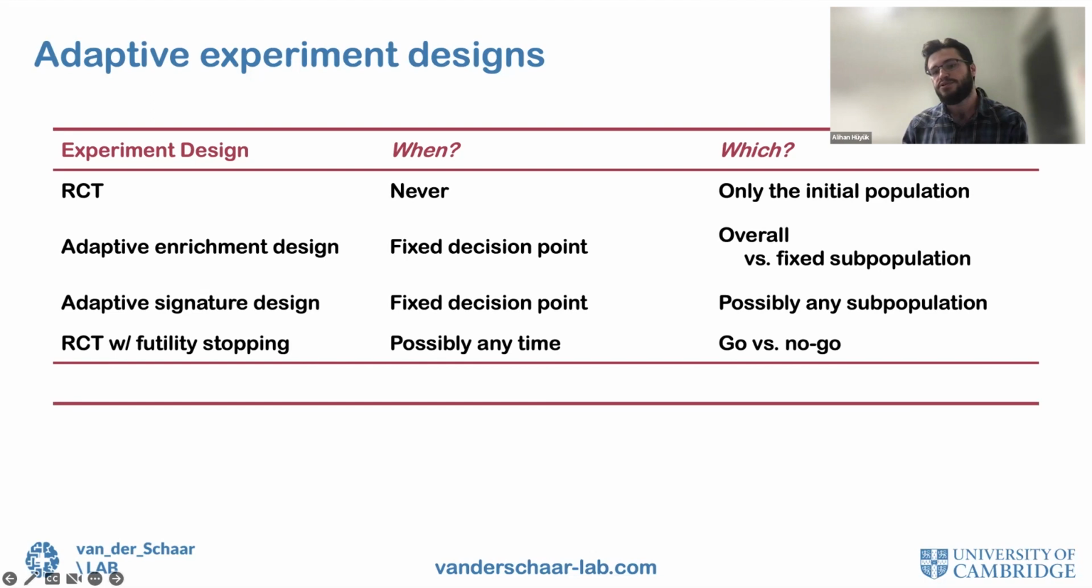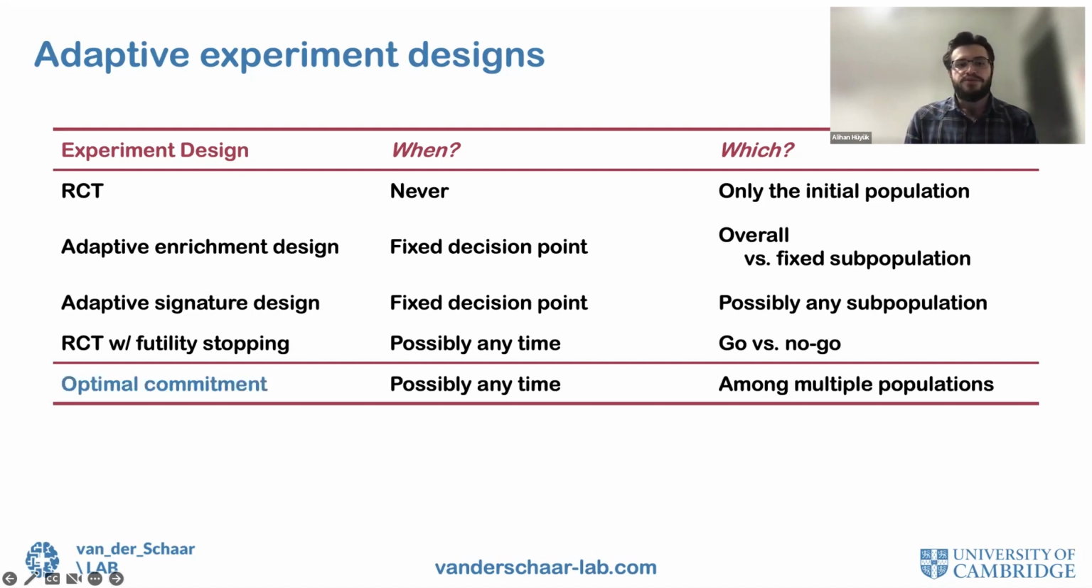But usually it is only limited to a go versus no go decision, meaning do I continue my trial as it was planned, or whether I stop because it seems highly unlikely that the trial is going to succeed. And what I'm going to propose, which is called optimal commitment, tries to combine strengths of both of these approaches. First of all, optimal commitment can make decisions on a sample by sample basis and not just during fixed decision points, but also it's not limited to go versus no go decisions. It can find which populations should be targeted among multiple populations that are provided.